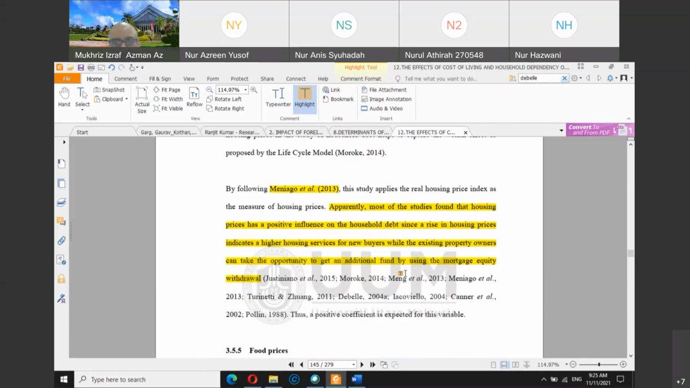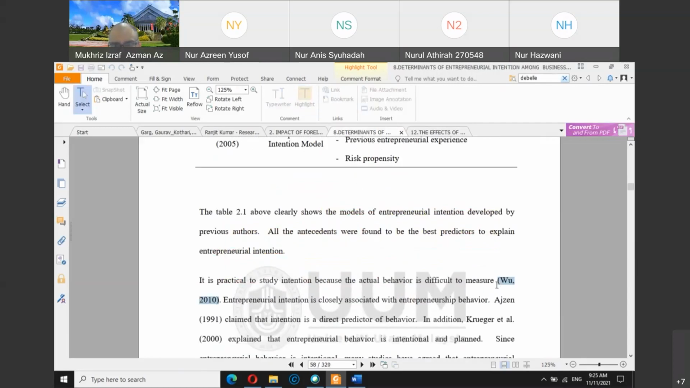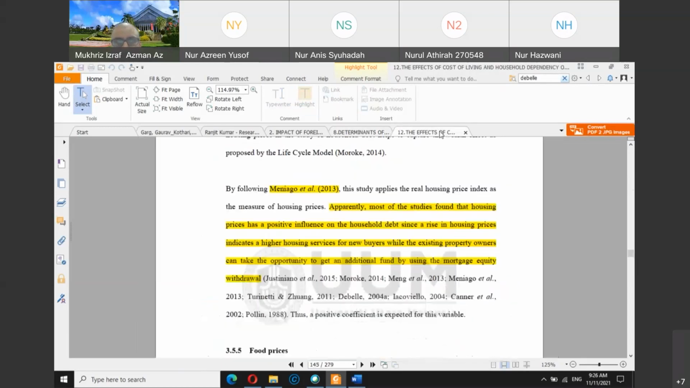Okay, so if this statement is referring to some other authors, and you want to refer to these people at the end of the sentence, this is the way you write. This is similar to just now, this one. This is the end, but this is only by one person. But if you have 2 articles and above, Justiano, Moroki, Maniago, Turneti, and Juang, it is the same. There is no difference.